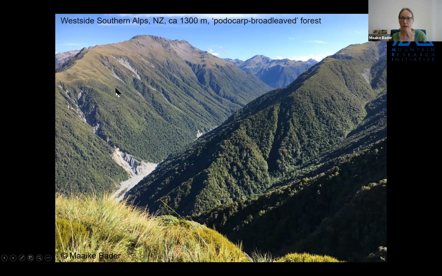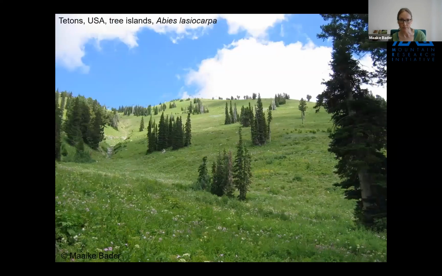But it's not really an opening up of the forest so much, but it's more trees getting smaller and trees changing species. So there are different species forming this transition zone than the forest here below. So again, it's a very different situation.